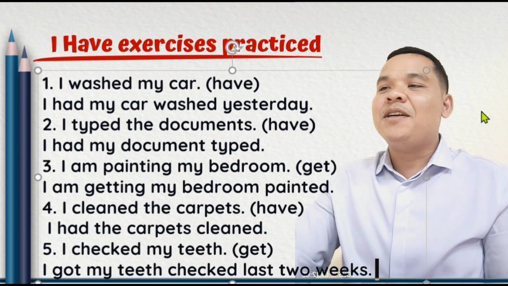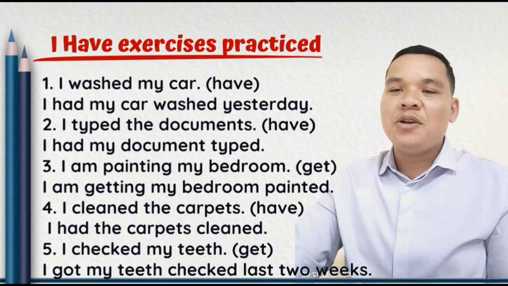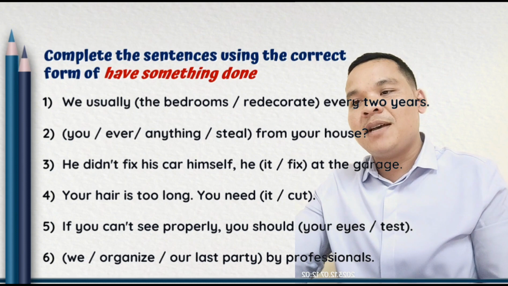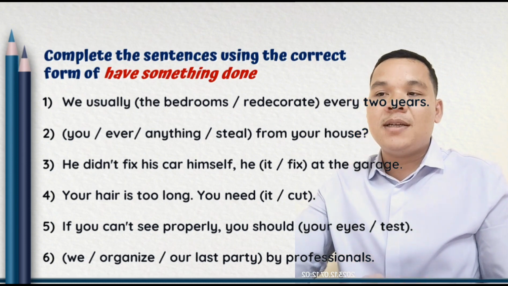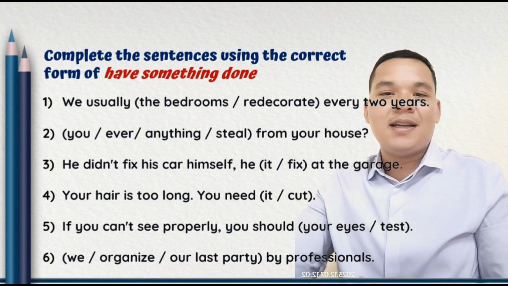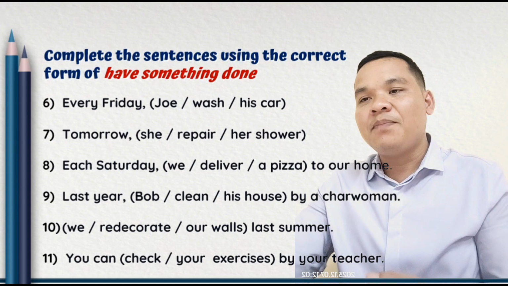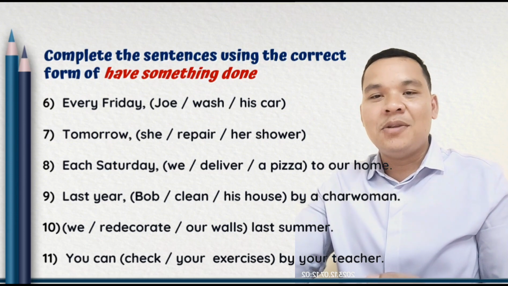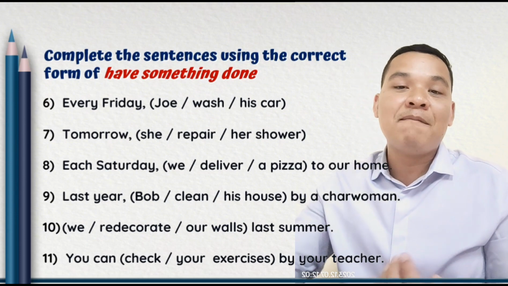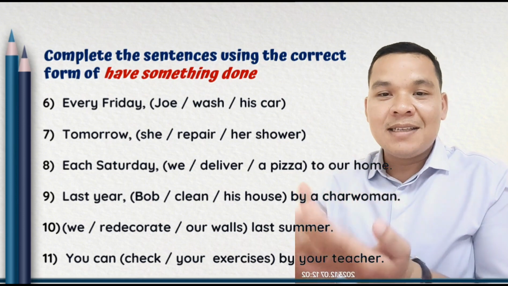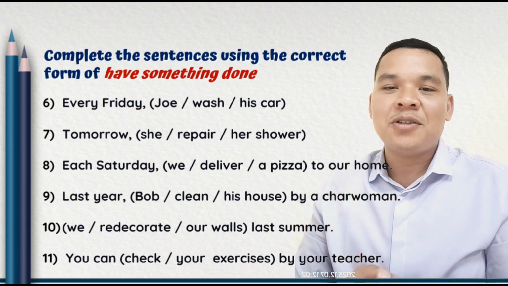After the video, you can spend your time to practice this exercise by yourself. You can complete the sentences using the correct form of have something done or get something done. I have two slides more here. Try your best to do the exercise by yourself. If you want to give me your answers in the comment, welcome to check yours.